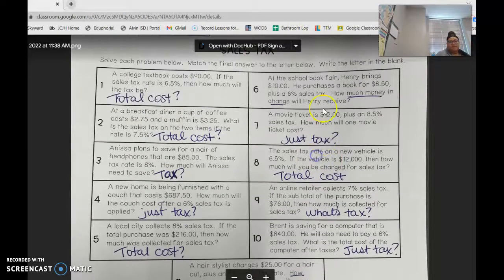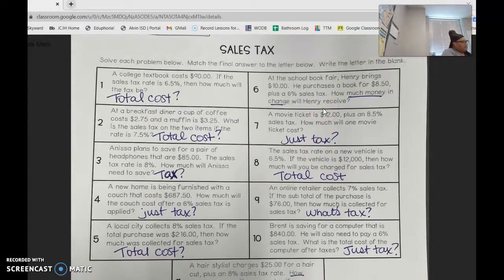Number 6 is that question as is. How much money in change will Henry receive back? Number 7, you need the tax. Number 8, you need the total cost. Number 9, you need the tax. Number 10, you need the tax. And number 11, you need the question as is. How much change will you receive if you pay $30?